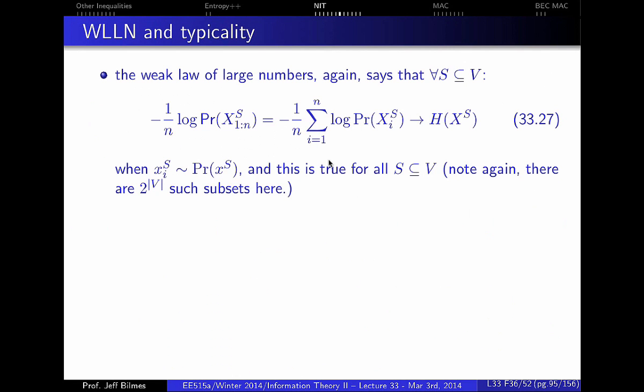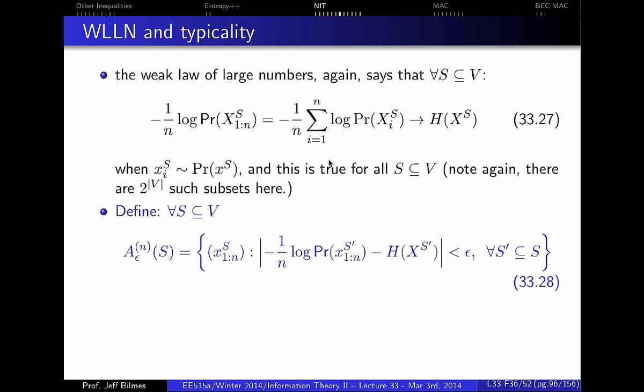We have by the weak law of large numbers that when we take the negative log of the probability divided by n, that converges to the entropy of the set S of random variables. And so we actually have 2 to the m possible subsets, and so 2 to the m possible entropies we might be able to compute in this fashion. And we also have 2 to the m possible typical sets.